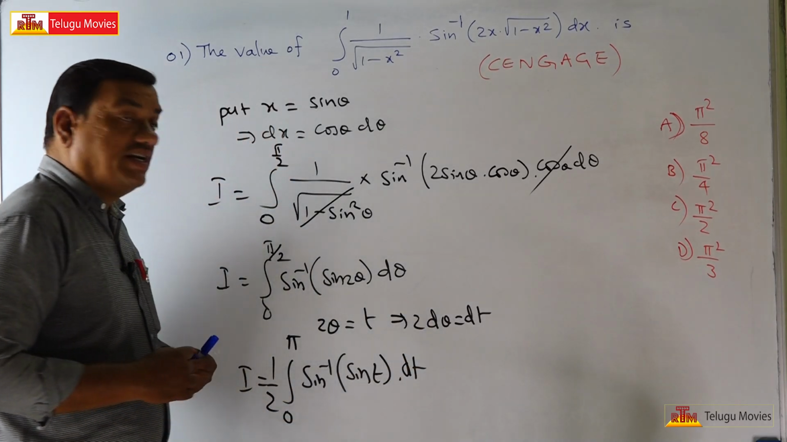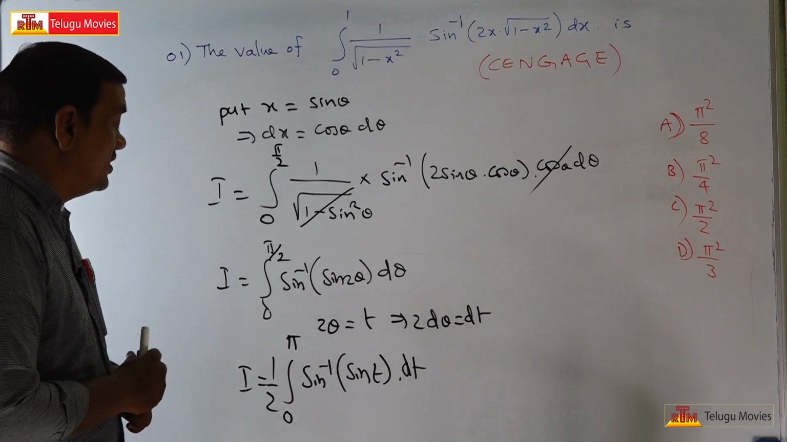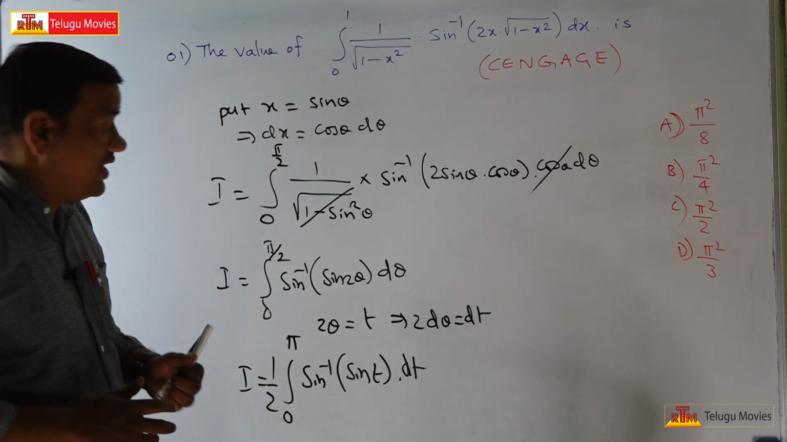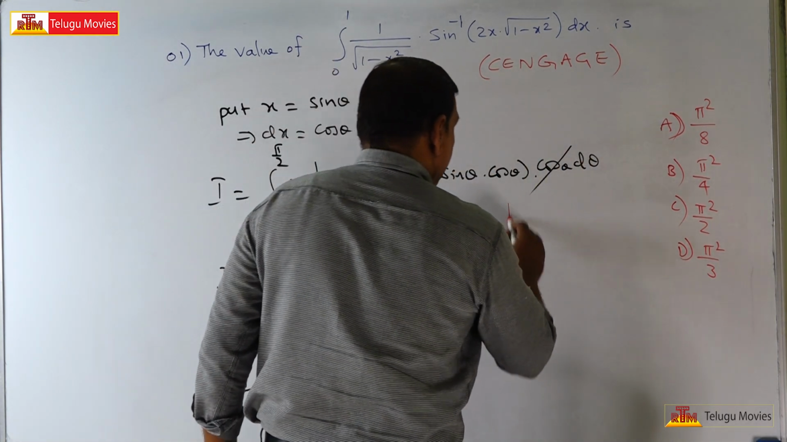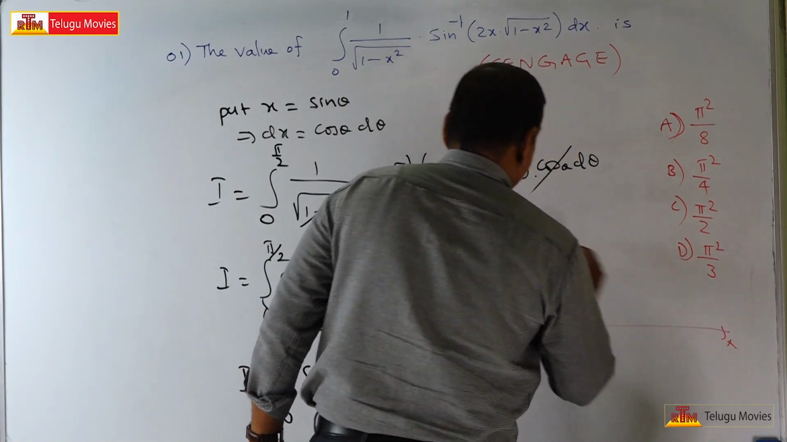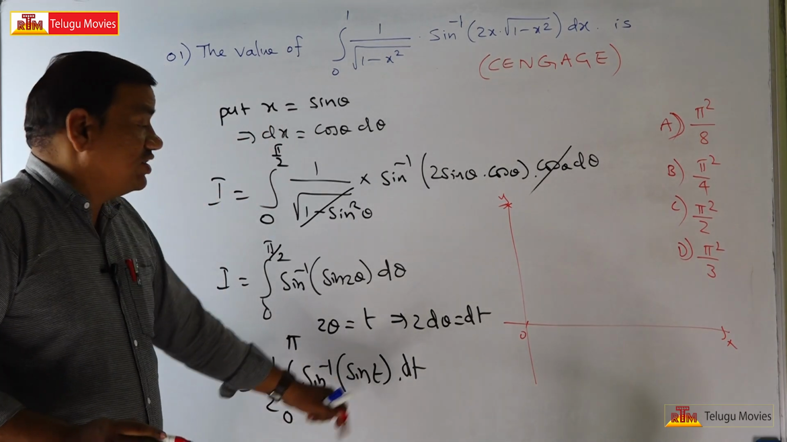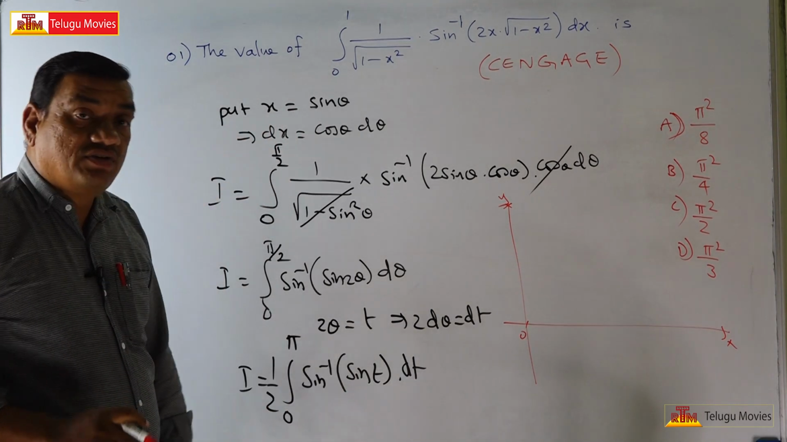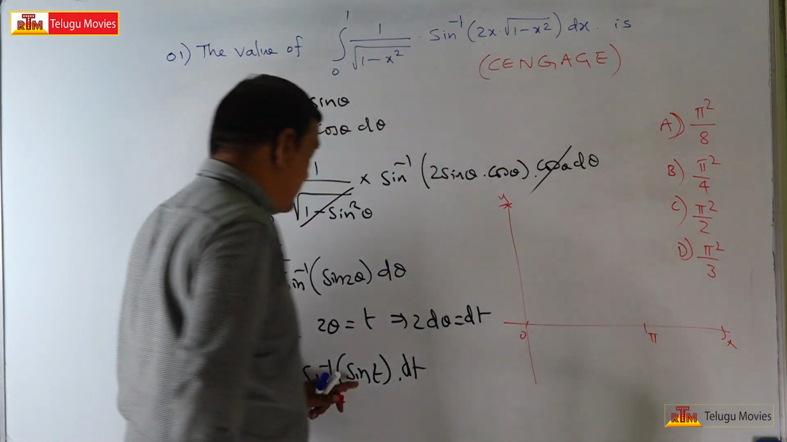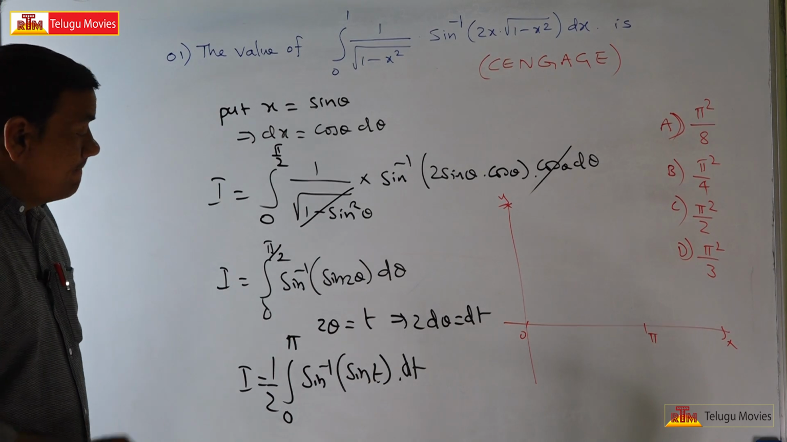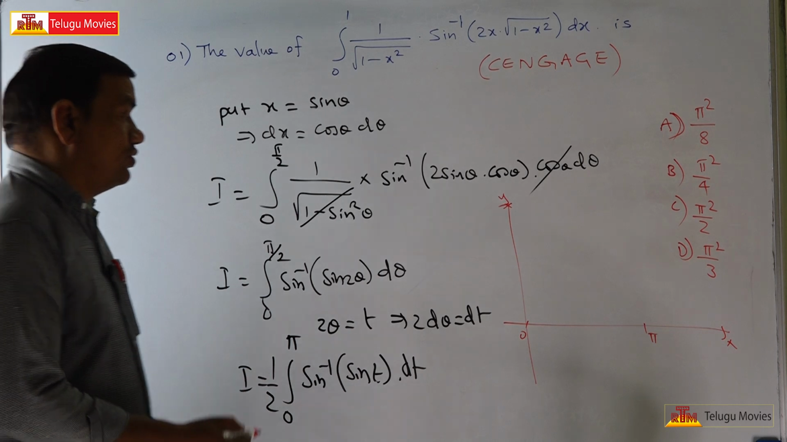After getting up to here, sin inverse of sin t is not simply t. So you have to draw the graph of sin inverse of sin t. Let us draw it. X axis, y axis, this is 0. If t is equal to 0, sin inverse of 0 is also 0. If it is pi, sin pi is 0, and sin inverse of 0 is also 0. So this is the point.